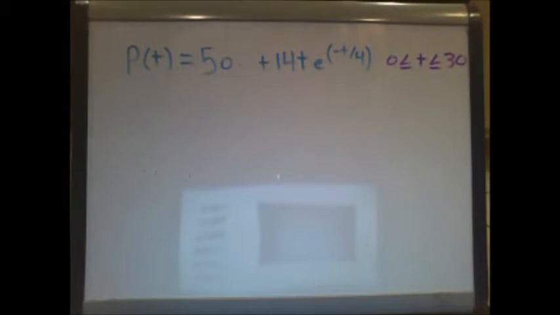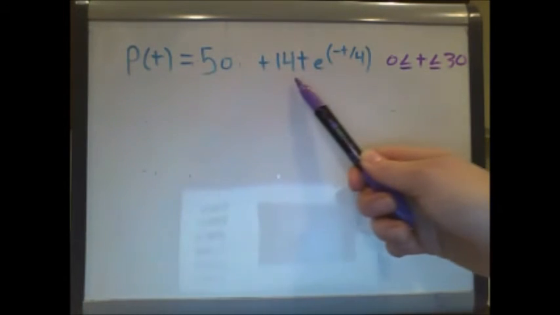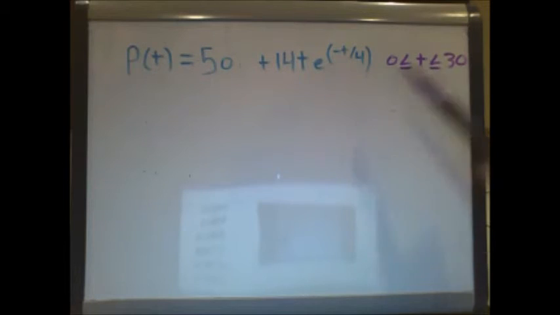Now let's try another example that's a little more challenging. Here's the problem. You are doing a scientific experiment where you measure the temperature of a pond over the course of a month. Once the study is over, you propose that the function p of t, which equals 50 plus 14t e to the negative t over 4, models the temperature for the pond. So for the month, which is from time 0 to time 30, what is the average temperature, and at what time is the actual temperature equal to the average temperature?